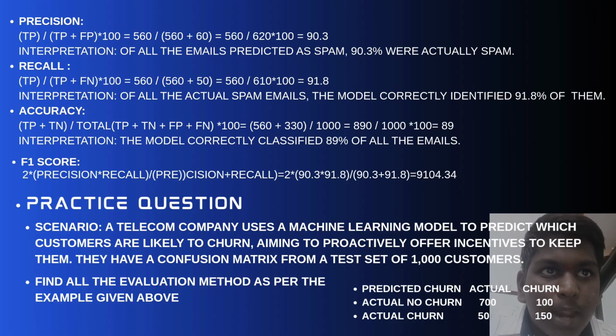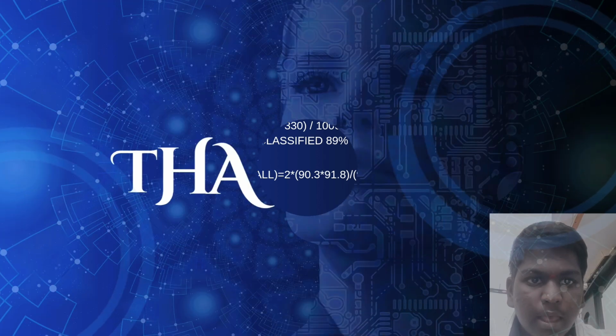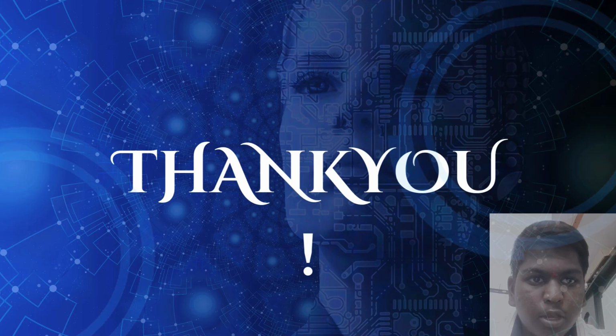The scenario for the practice question is a telecom company using a machine learning model to predict which customers are likely to churn, aiming to proactively offer incentives to keep them. They have a confusion matrix from a test set of 1000 customers. So go through this question, solve it, and get a clear idea about what a confusion matrix and evaluation method are, and further we'll see you in the next video.